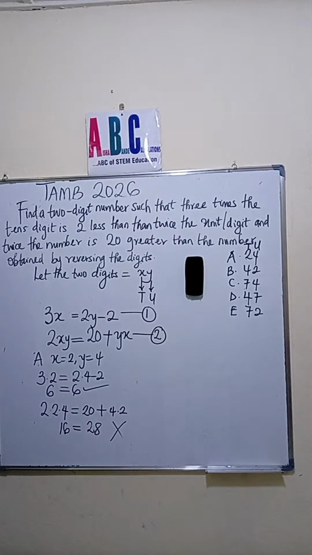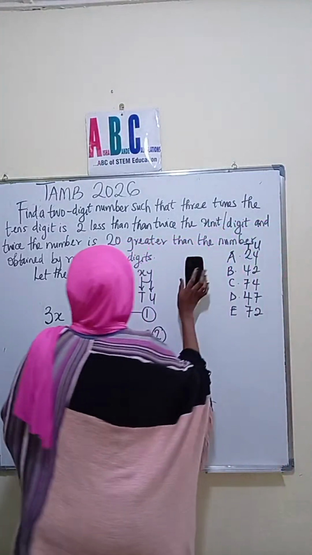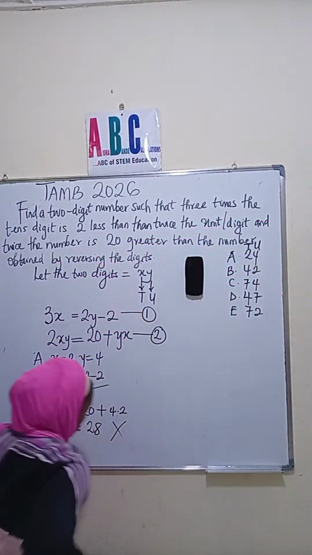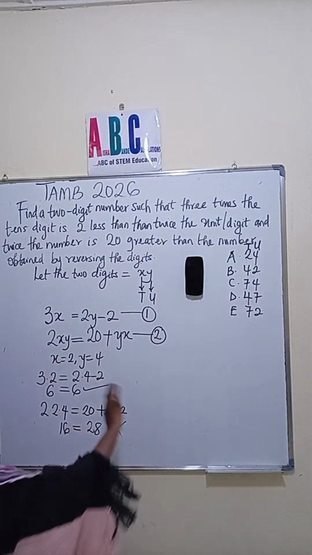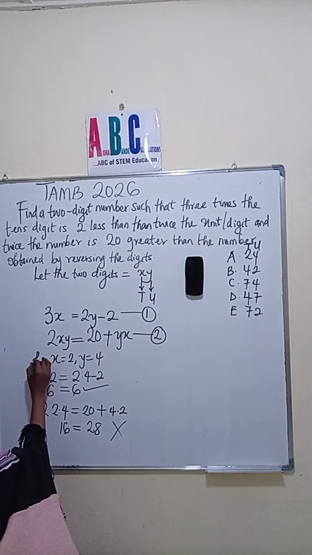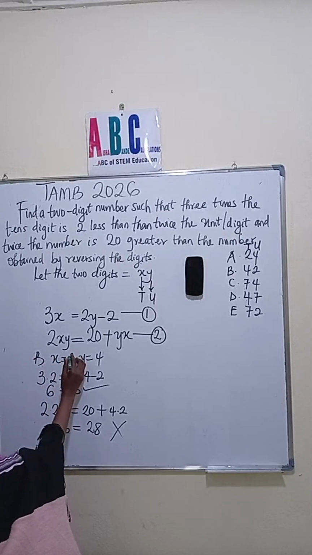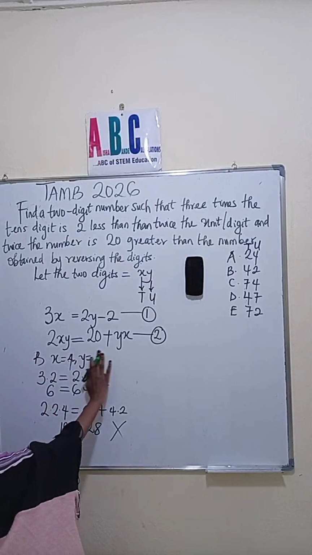Alright, so let's go to the second option. Option A is not favorable. Now we go to option B. The value for x for option B is 4, while y is 2, right?